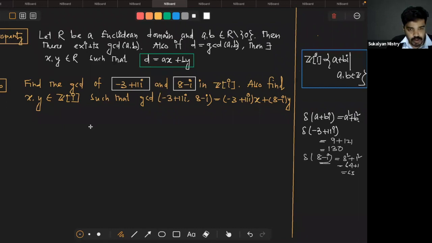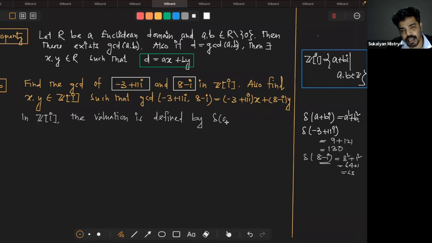Okay, so you can write down that in Z[i], the valuation means the Euclidean valuation. The valuation is defined by delta(a + bi) = a square plus b square.